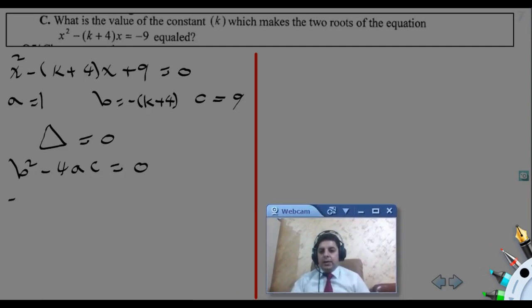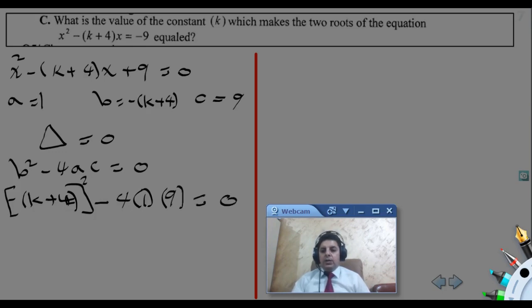B is negative (k plus 4), all squared, minus 4 times A. What is A? A equals 1. Times C. What is C? C equals 9, equals 0. We are going to solve the equation to find the value of k.